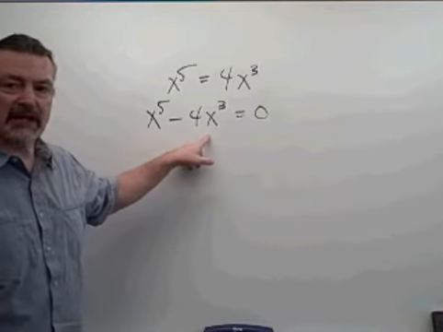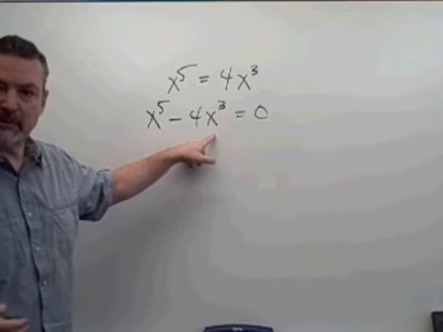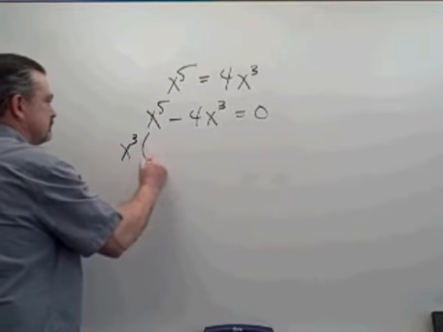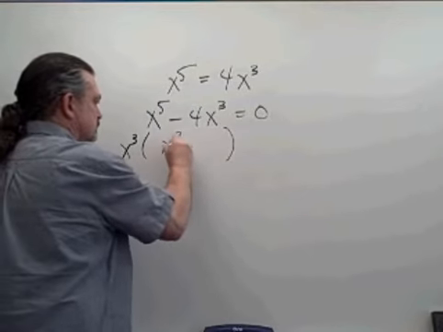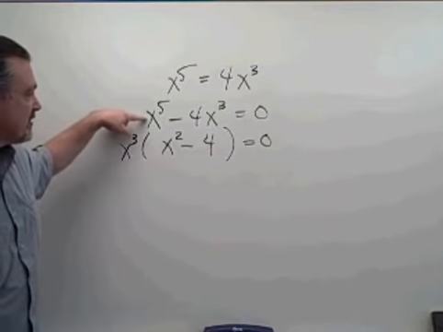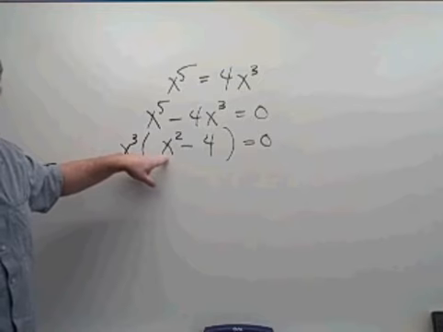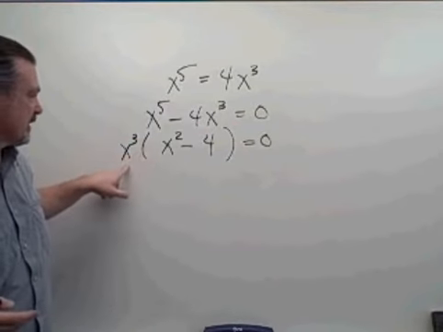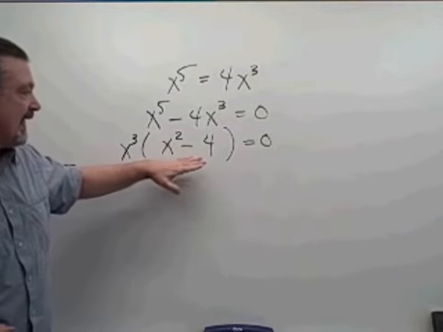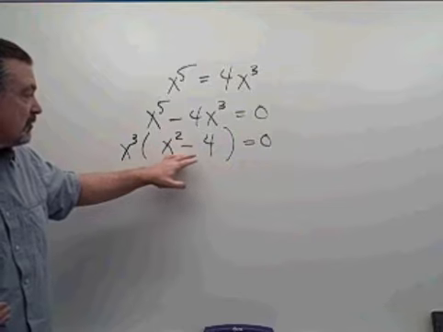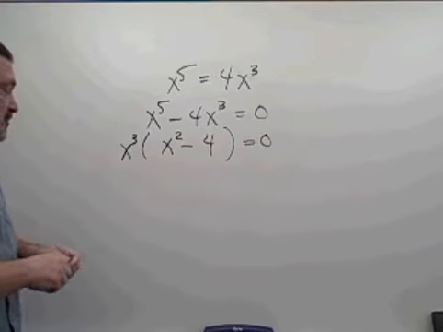And I should recognize that both of these terms are divisible by x to the third. When I divide x to the fifth by x to the third, that leaves x squared. When I divide 4x to the third by x to the third, that leaves 4. And x squared minus 4 is also factorable. That's x squared minus 2 squared. That's the difference of squares.